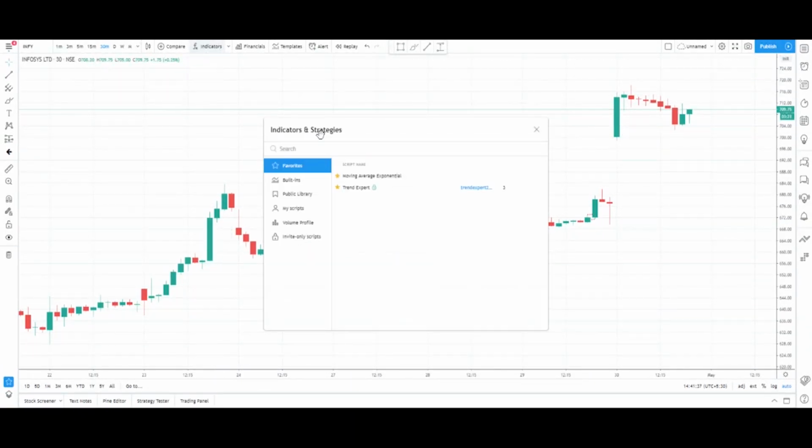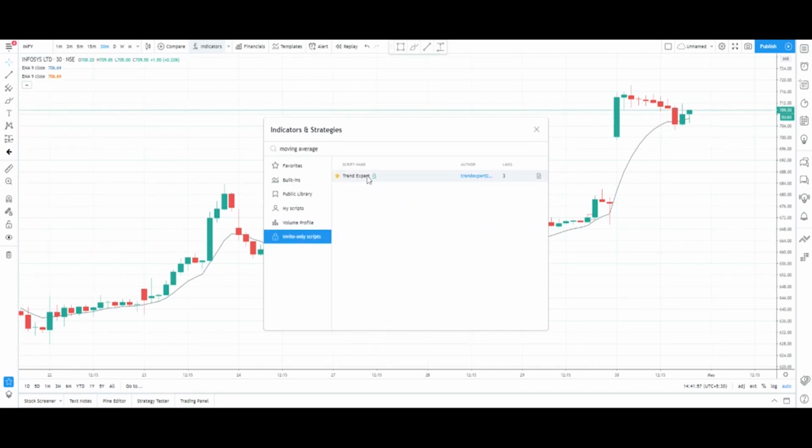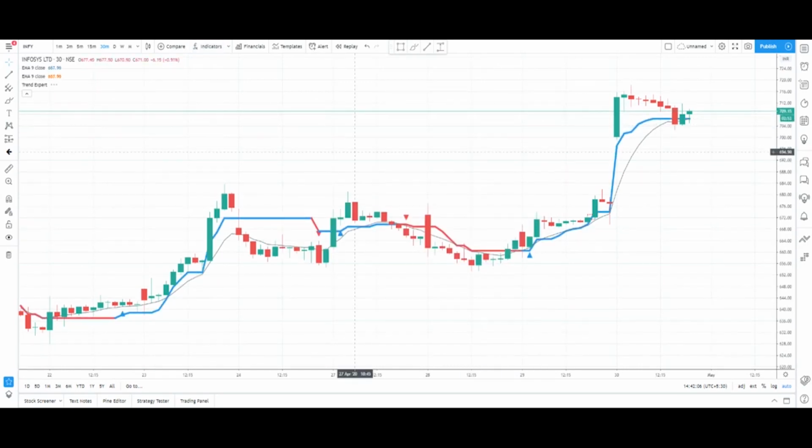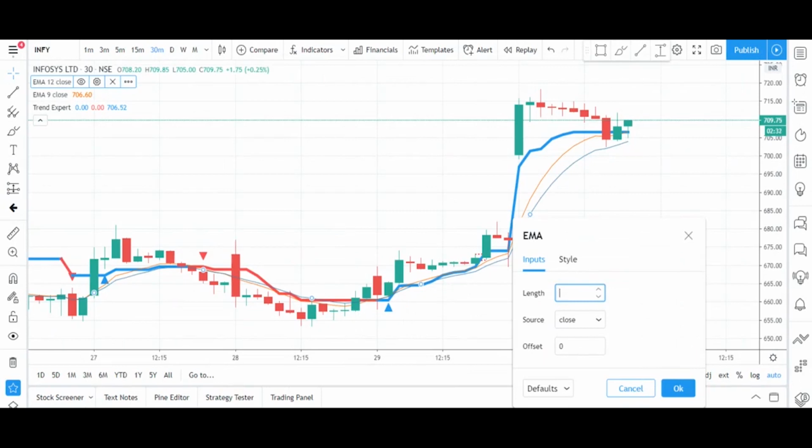So go to the indicator section and type moving average exponential. Select it twice because we will be using 2 moving average exponentials. And here you can see invite-only scripts. Go there, and once we activate the tool for you, you will find our tool here. You have to click on it. Okay, now we have to change the settings in the moving average exponential. So first set it to 200.